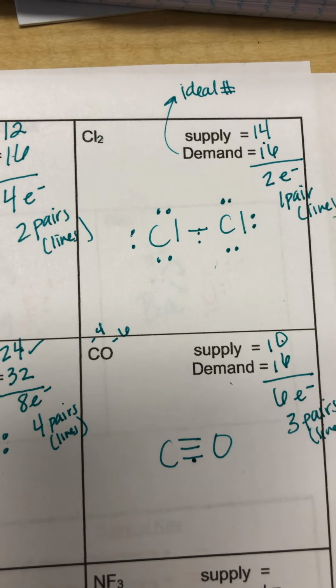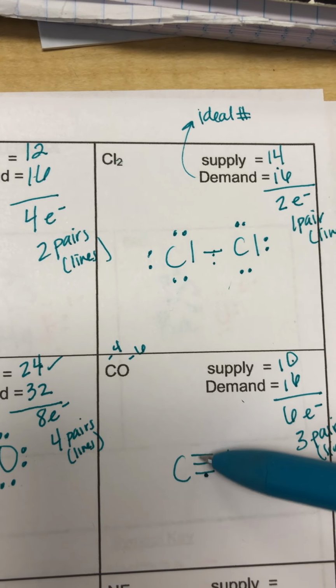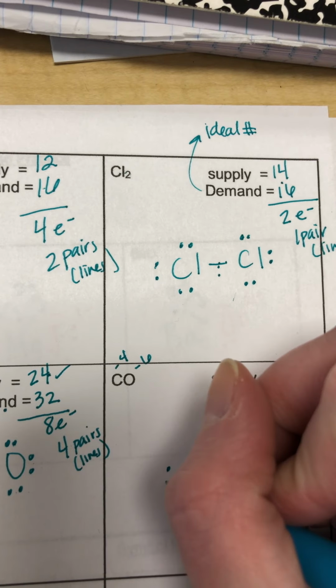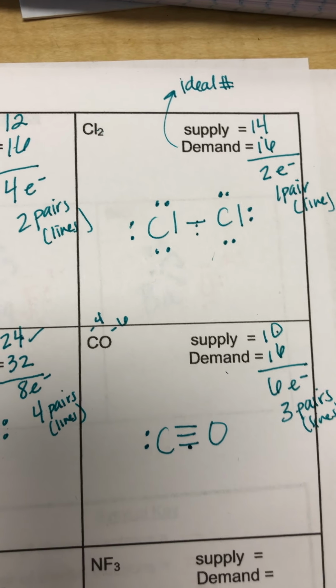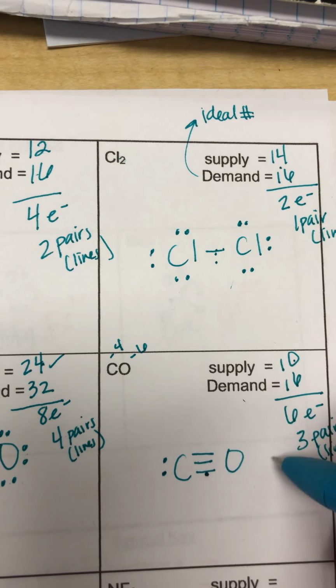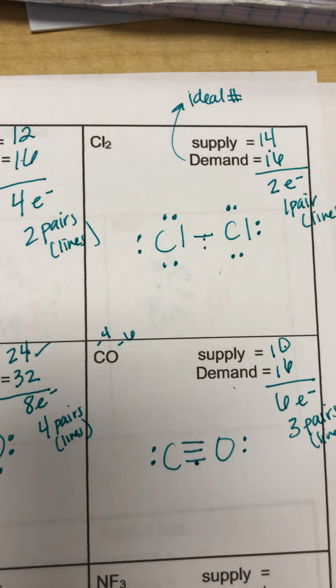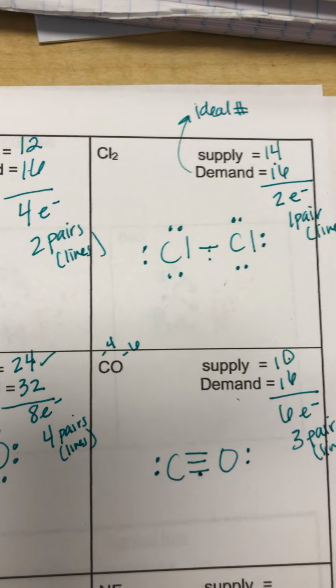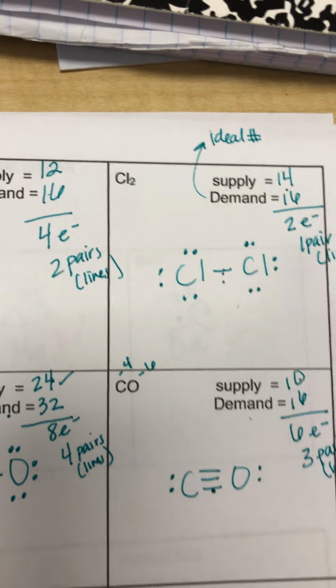Well, remember everything wants 8. So carbon right now only has 6. So I can give 2 of them to carbon, so it has 8. Oxygen only has these 6, so I can give 2 of them to oxygen. So now oxygen has 8. And that gives me my total of 10.